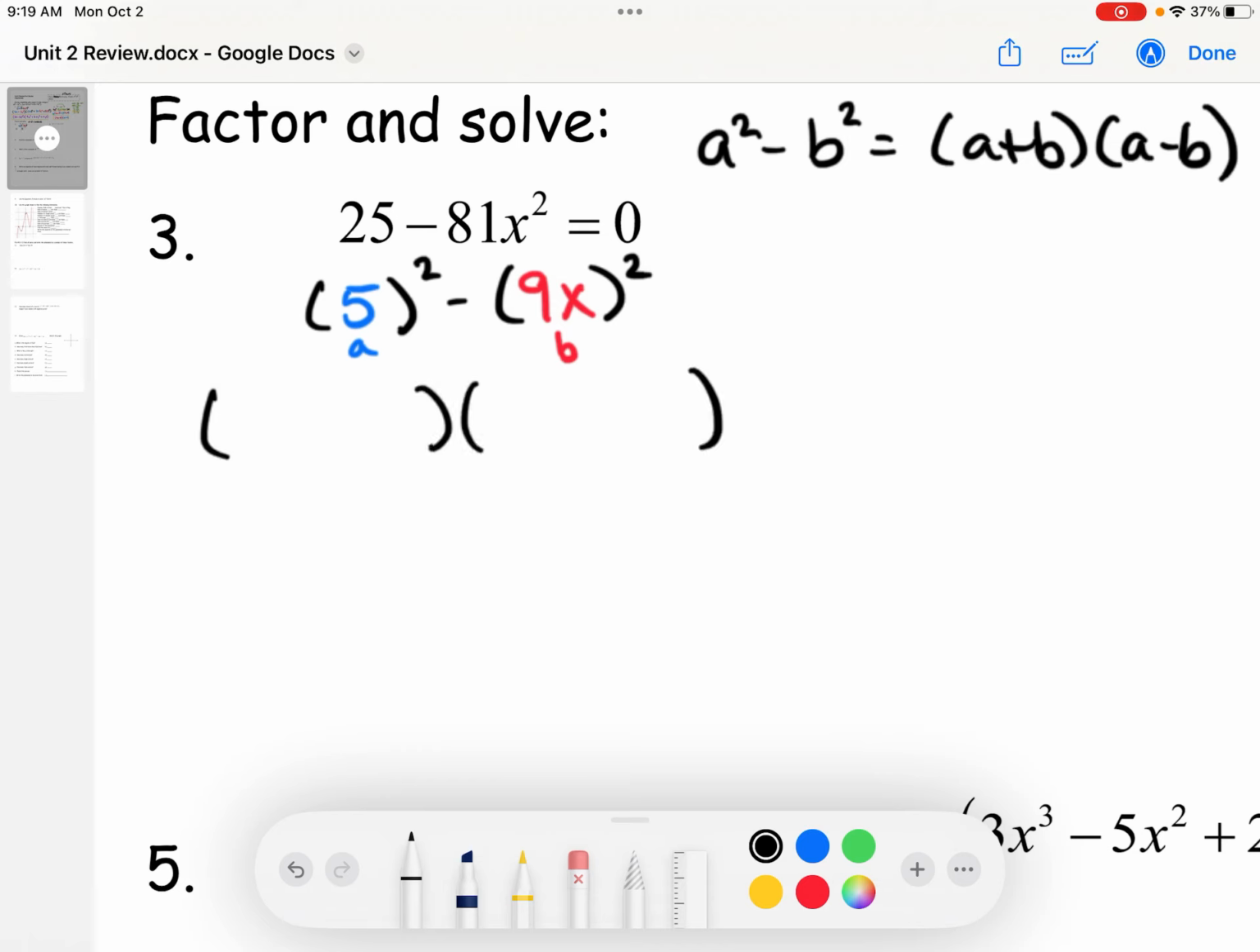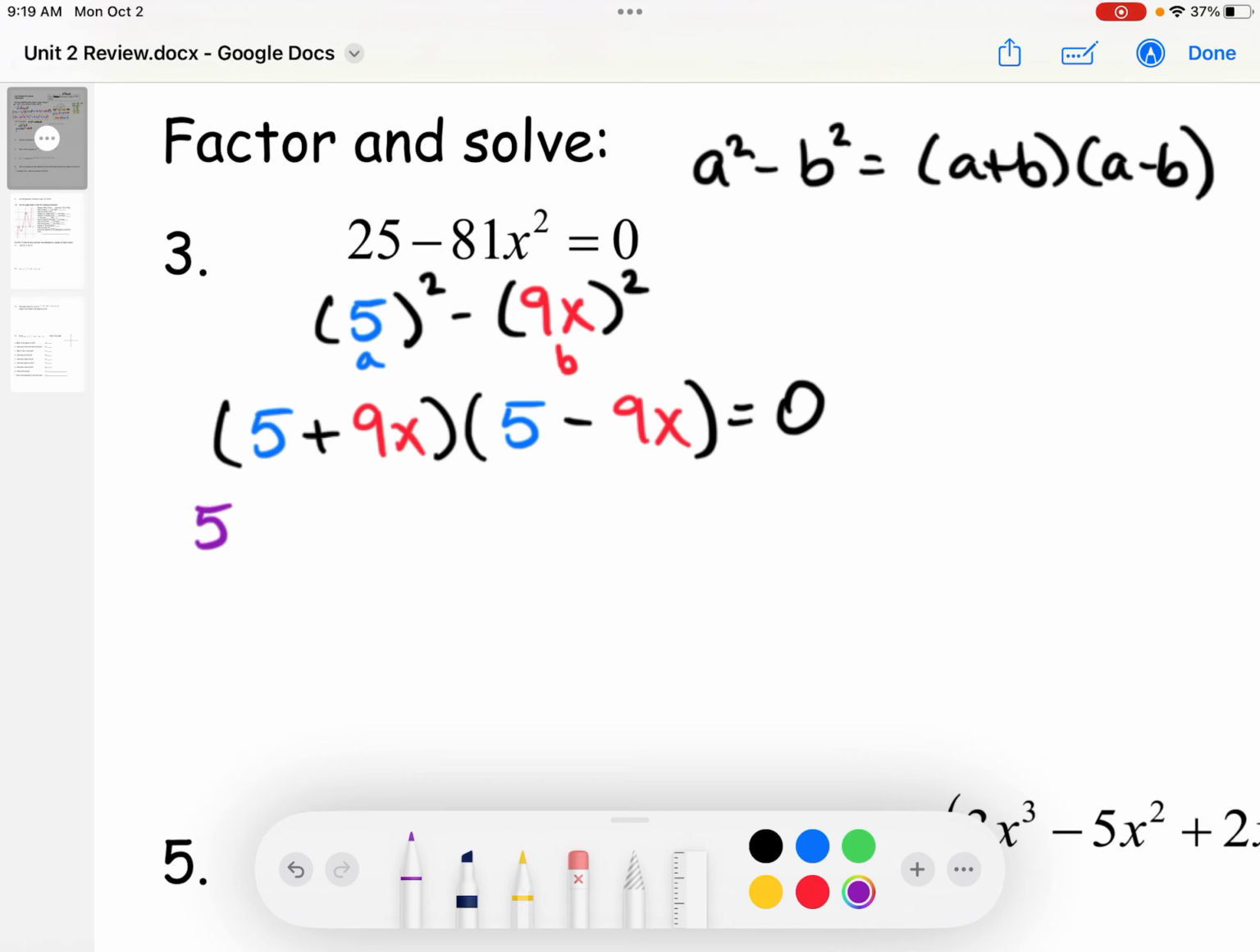So when we factor this, the 5 will go at the front of each parentheses. The 9x will go at the end of each parentheses. One of these is a plus. One of these is a minus, and this whole thing still equals 0. Now, that's factored. To solve, we need to set equal to 0 and solve.